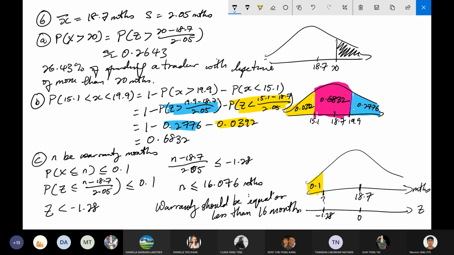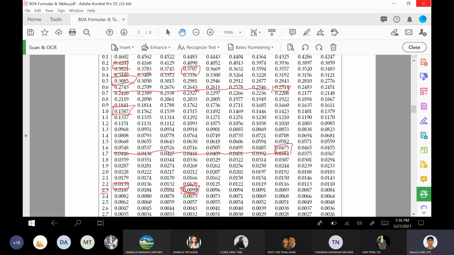How did you reach negative 1.28? It's from the table. You need to convert back, go to the table. 0.1, you go to 0.1, 0.1. Here, no?